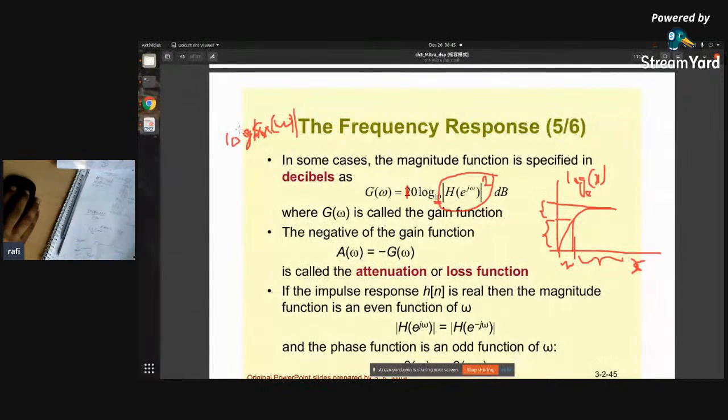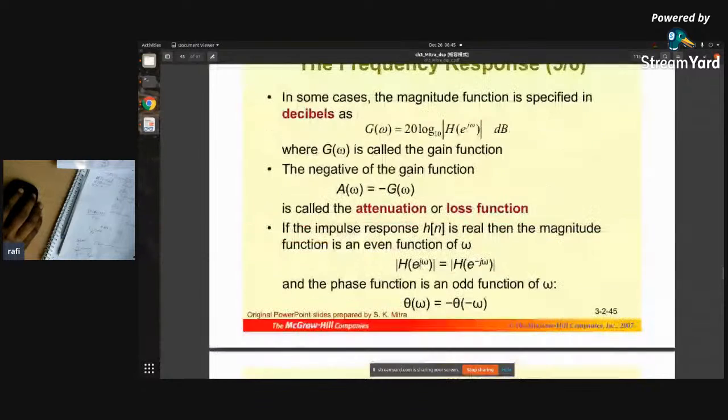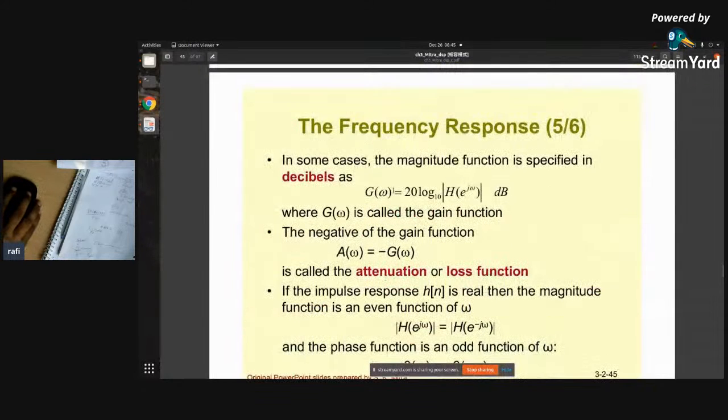So 10 log is the same as 20 log of the magnitude spectra. That is just a manipulation. So if the gain is g of omega, we call it the gain function, because it gives the gain of the system at different frequencies.